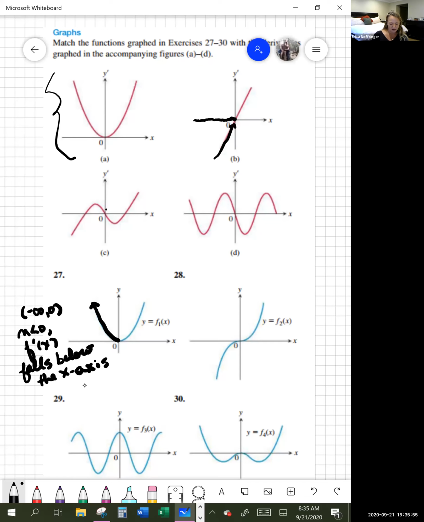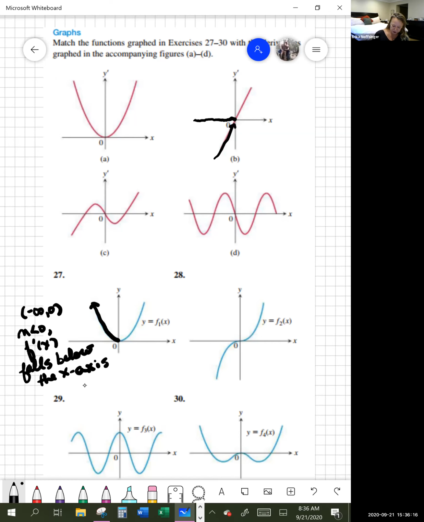This one here, the graph from negative infinity to 0 is not all below the x-axis because of this piece in here. So this can't be it. And same reason with graph D. And so the only one that would fit here would be this graph B.